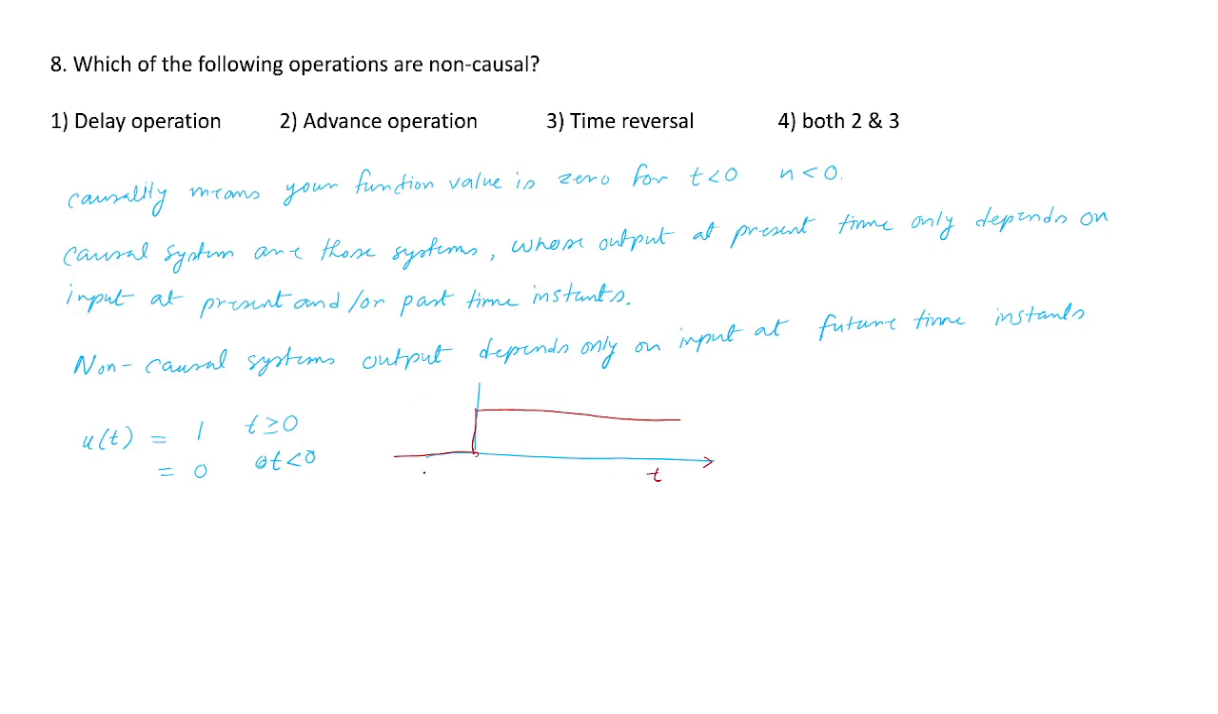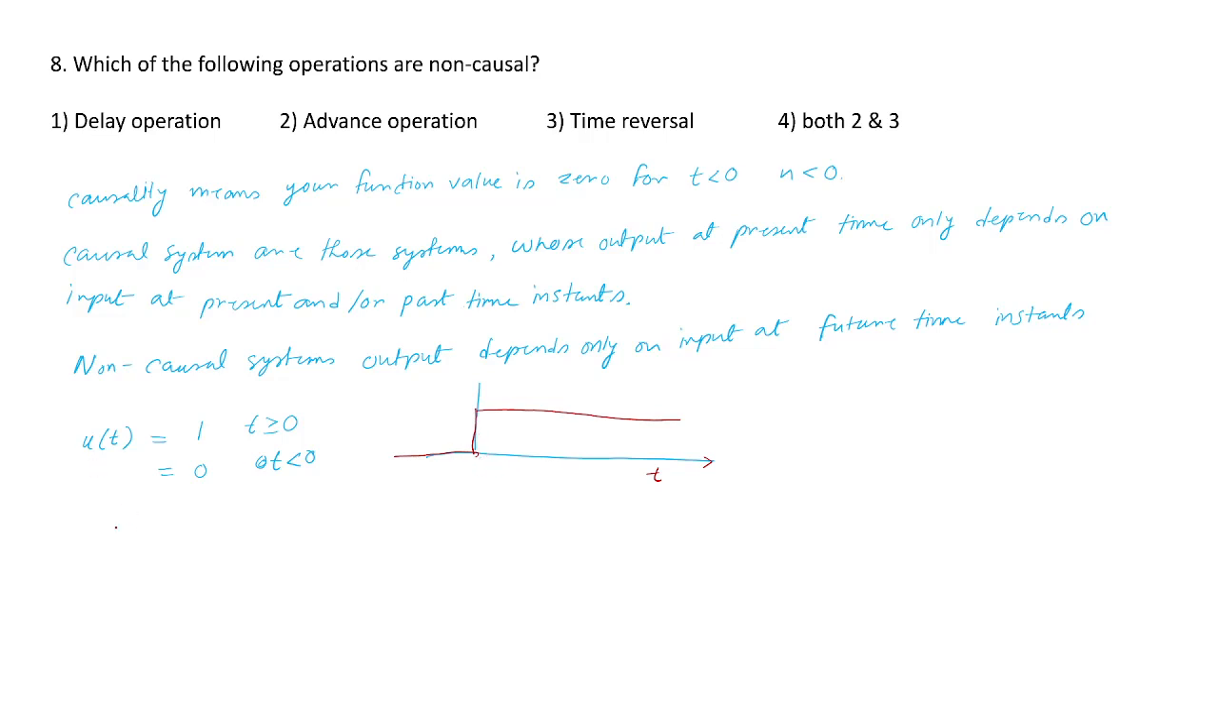For all values of t which is less than 0, that is negative, u(t) is 0, and for t greater than or equal to 0, its value is 1. Fine. So we need to find which of the following operations are non-causal. So we are going to apply each operation over this function one by one and see what the outcome is.